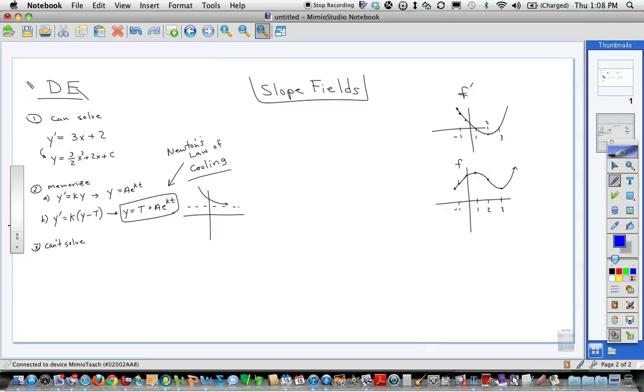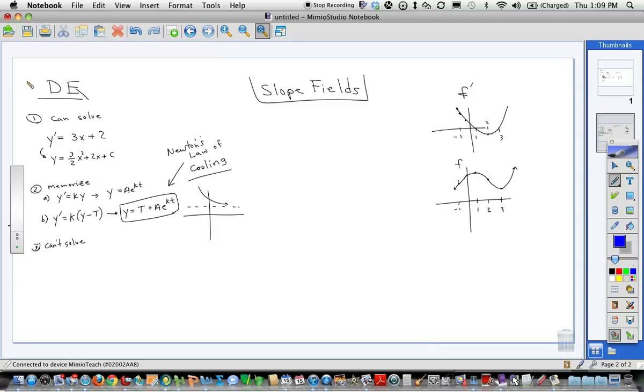Okay? Now, that's a pretty rough sketch of the solution, because all I did was say it's going up, but it's concave down. But I didn't know how steeply it was going up, right? I just kind of guessed. I just drew it. So it's a very rough sketch. So a slope field is an attempt to make a little more accurate sketch of that idea.